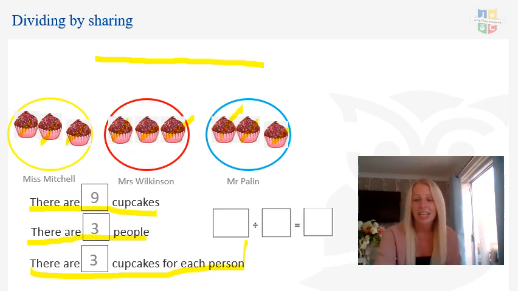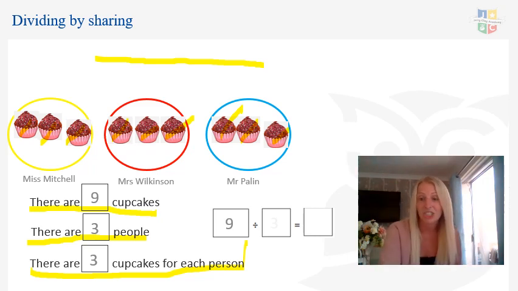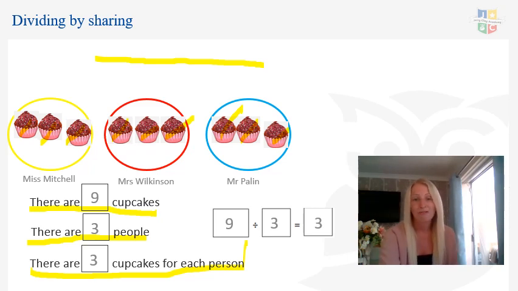Now to write this in a division sentence, I need to start with how many cupcakes there were. So at the start there were 9 cupcakes. Remember, this means shared into equal groups. How many people did I share them with? 3. So you did 9 divided by 3, and it equals 3 because we have 3 each. So you can represent this using your teddies or whatever you found in your home. You can pause the video now and represent your sharing.